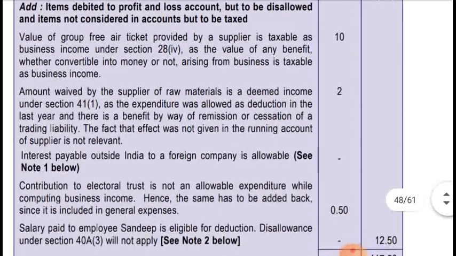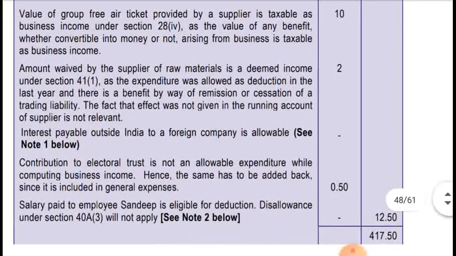Next one, interest payable outside India to a foreign company is allowable. Okay, so it has already been charged to the profit and loss account, so no treatment will be there. Contribution to an electoral trust is not an allowable expenditure while computing business income, hence the same has to be added back since it is included in general expenses. So it should not have been allowed, and since it has already been charged to general expenses, we will add it back and the profit will increase.